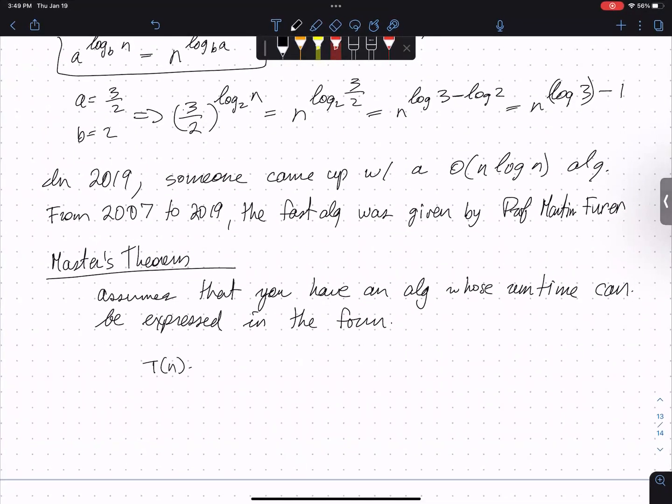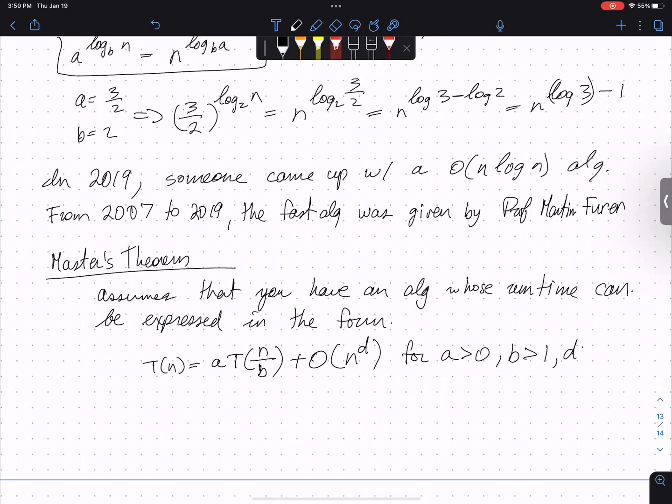T of n equals a times T of n over b plus big O of n to the d, where a has to be more than 0. In practice, I think it will always be more than 1, though. b has to be more than 1, and d has to be at least 0. And we've seen this multiplication algorithm is an example of an algorithm that fits this bill.